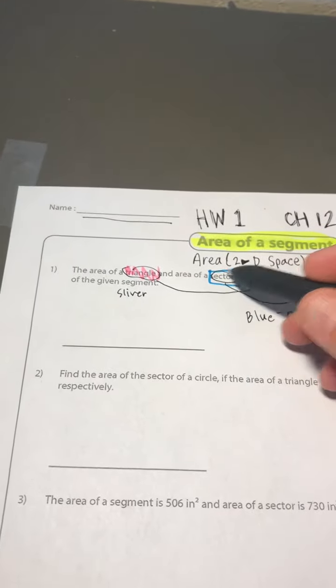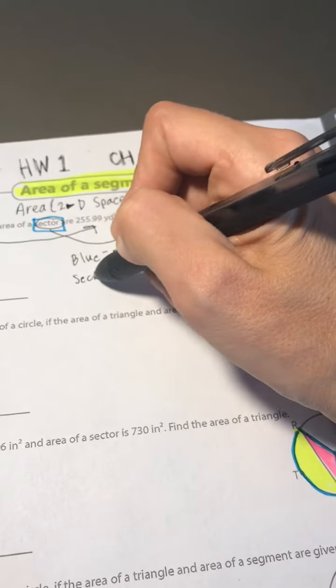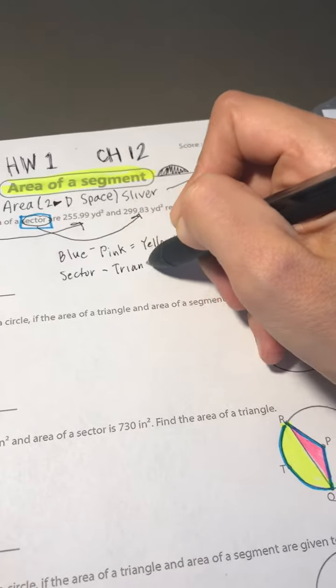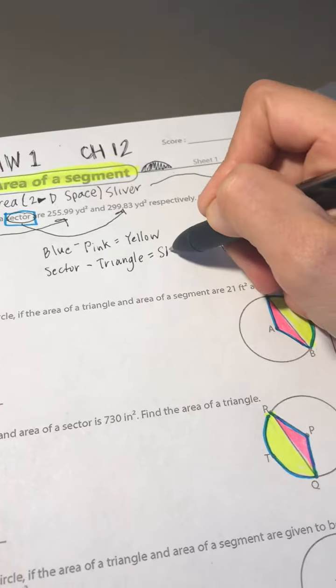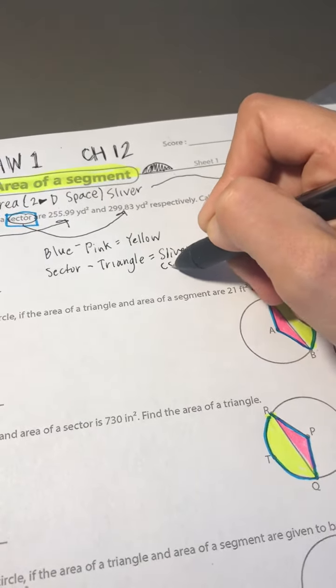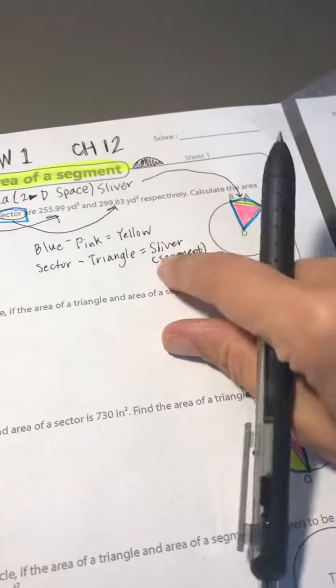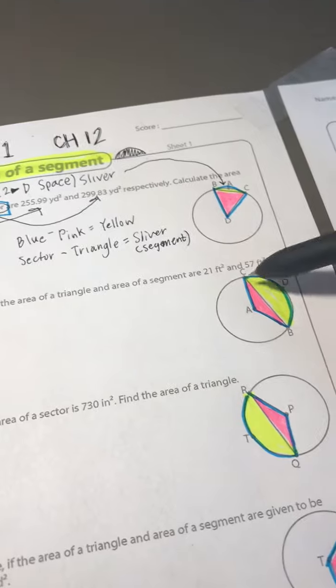Another way is to actually name these. The vocab word for the blue area is the sector, and the pink is our triangle. That should give us our sliver, and you can also call this the segment, but I'm not using this as a line segment. It's this sliver of the item, this yellow area left over.